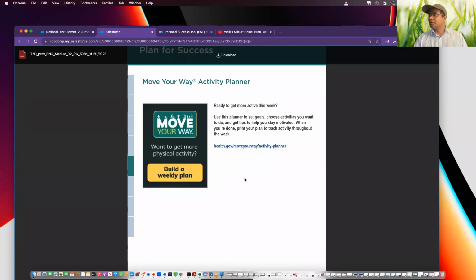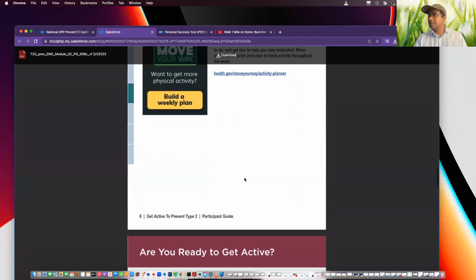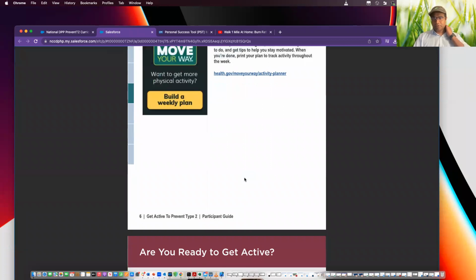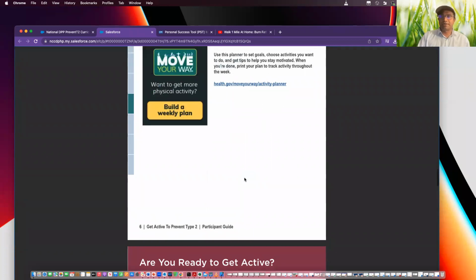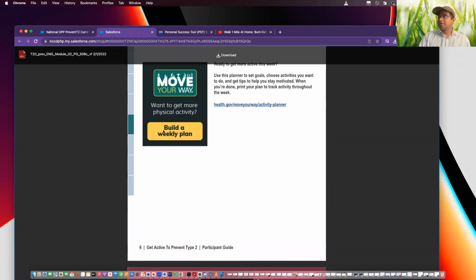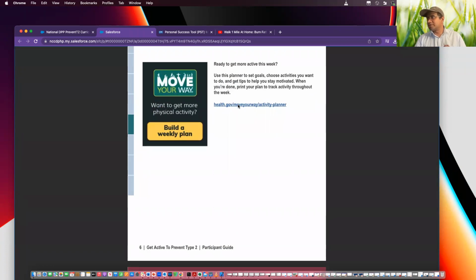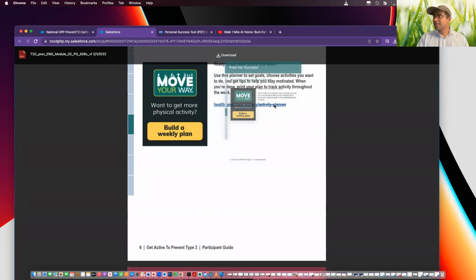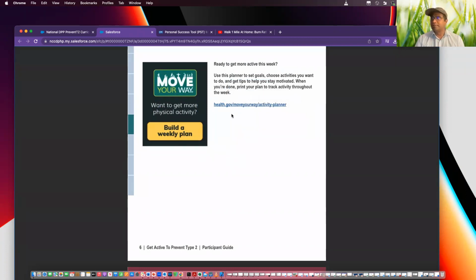So you should try to look at the Move Your Way activity planner. It's hard to copy and paste the link, but there might be a way, I just don't know how. But you can try, there's an activity planner here. You can try to plan that. And also look at the Get Active module on the personal success story tool and all that good stuff.